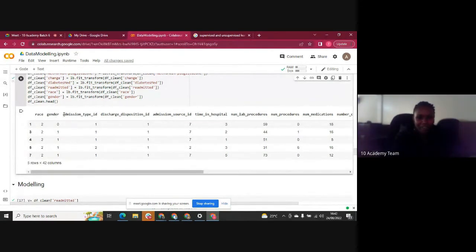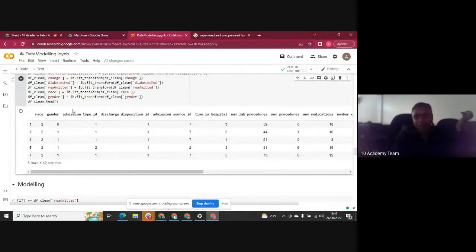So maybe we have female here and then male. In this column called female, everyone who was female originally will get the value 1, and everyone who was not female gets the value 0. The other value, male, is an entire column on its own. If you're originally male, the value becomes 1, and if you are not male, the value becomes 0. So it does that for every single unique feature you have in your column.